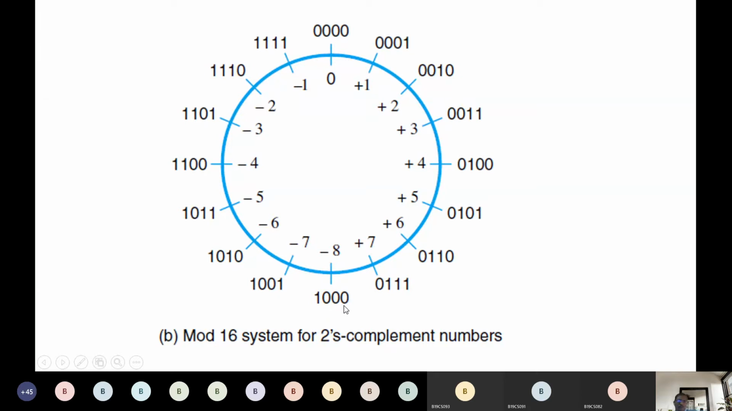For example, 1000. We already know the first bit is the sign, right? So 1 means it's a minus. This is a simple technique to see what the number exactly is. So these are 2's complement numbers. Minus 8 is 1000. So 1 means it's a minus symbol, and the remaining 000 is 8. The entire number represents 8.